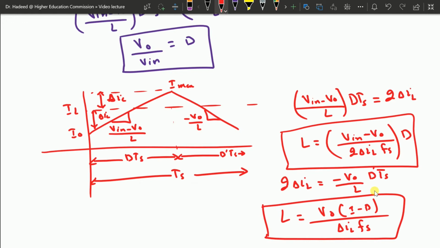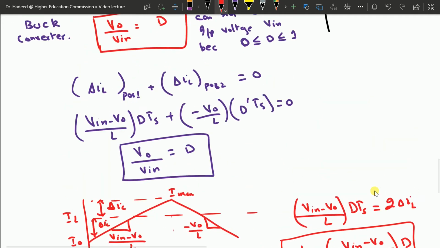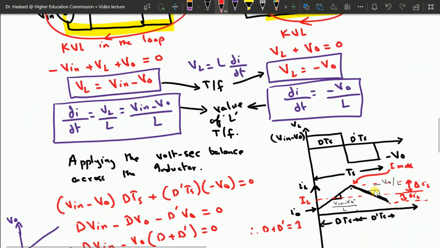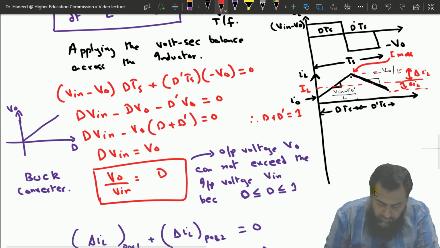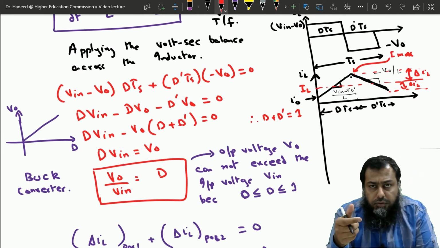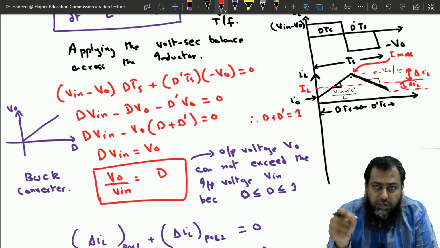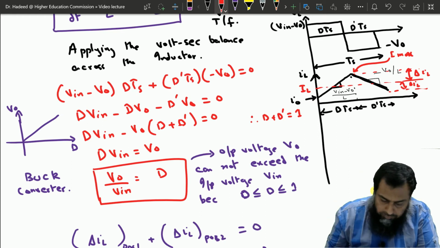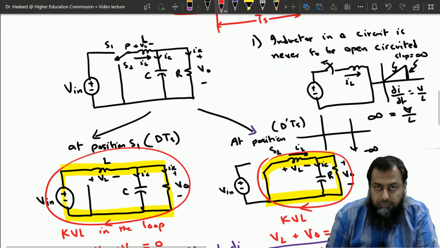So far we have successfully derived the transfer function, which is this one, V naught over V in is equal to D, and we have also derived the expression to find out the inductance of this given circuit. So what are we left with? We still need to know what is the value of this capacitance C.